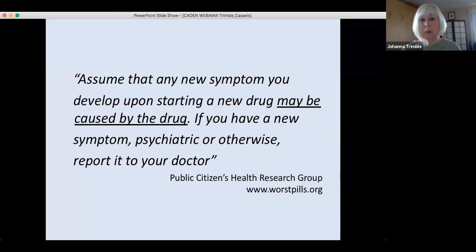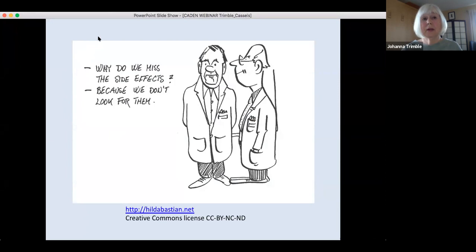So one of the problems with trying to look for these adverse drug reactions is that they're often not looked for. They seem to not be considered as a first place to look when somebody is having new problems that they didn't have before. I think there's a bit of resistance. Doctors don't want to think that a medication they're giving to help somebody actually ends up hurting them.